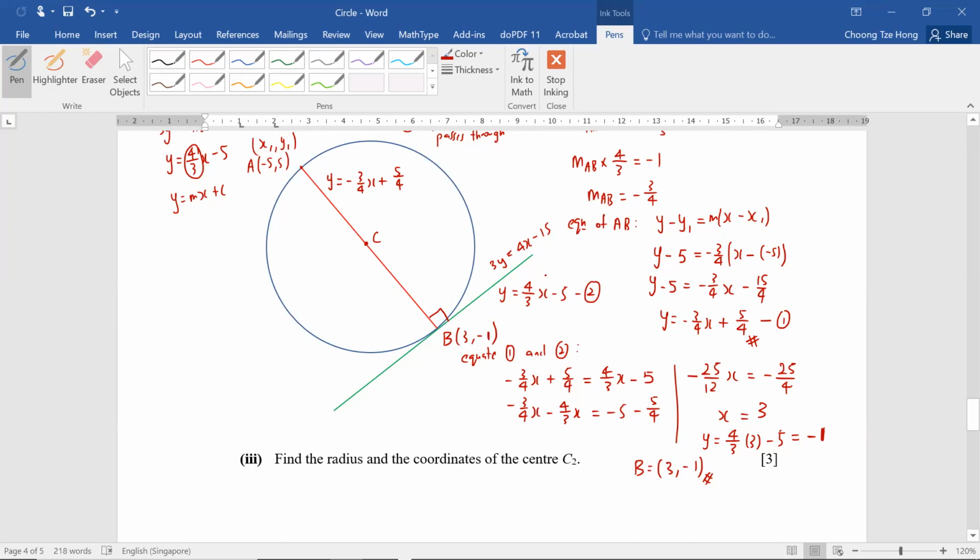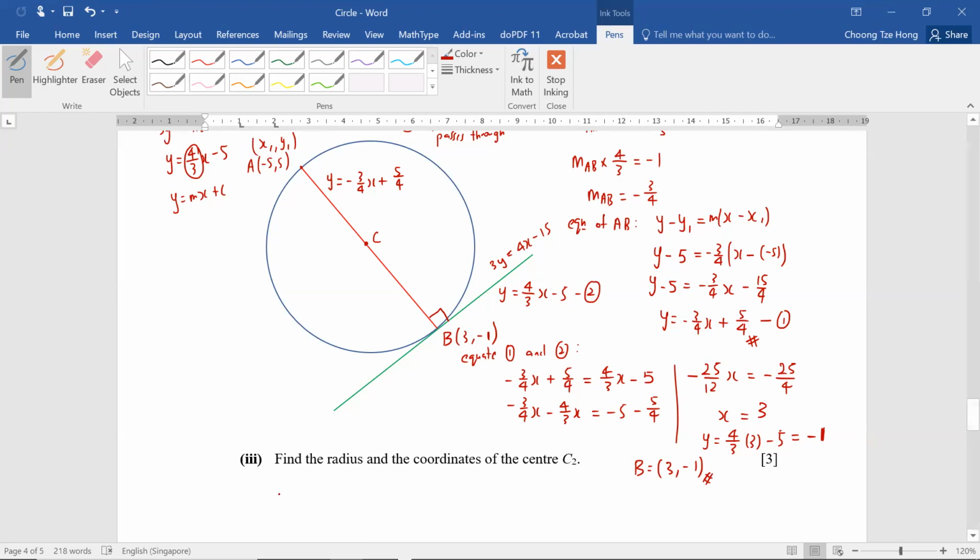Right, let's look at part 3 of the question. Find the radius and the coordinates of the center of C2. To do this, you need to think about the ideas that we discussed earlier. One of them was that the midpoint of the two endpoints of a diameter of a circle will give you the center. So we can find the coordinates of the center of C2 very easily by just finding the midpoint of AB. Let's do that.